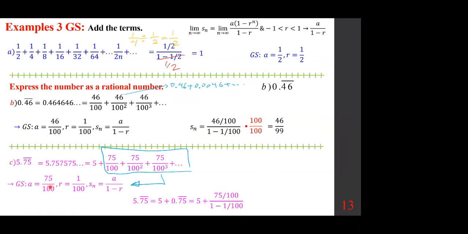Again, 75 over 100 can be simplified. Yes, but I don't want to simplify it. You'll see, in fact, because the denominator is 1 minus 1 over 100, I'd rather keep it that way. It's faster. Again, we do the same thing. What did we do here? Complex fraction. We're going to multiply by 100 over 100. So the top becomes 75, the bottom becomes 100 minus 1, which is 99.